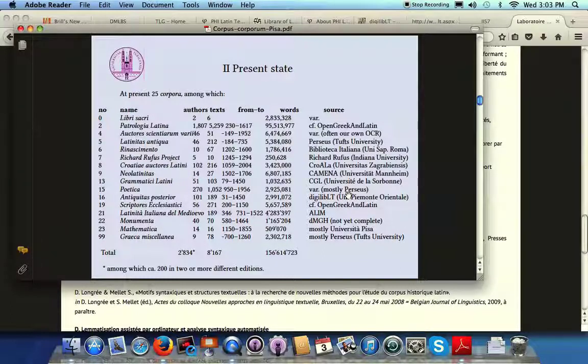Among the texts we have, the asterisk is in the wrong place. The asterisk should in fact be at the 8,167, which is the number of texts, but about 200 of these texts exist in more than one edition. So that would make a bit less than 8,000 different texts in the collection.